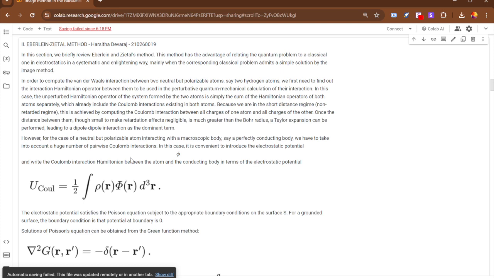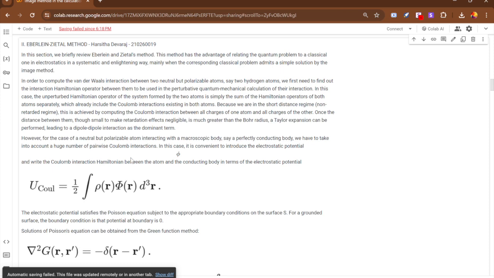In order to compute the van der Waals interaction between two neutral but polarizable atoms, for example a hydrogen atom, we first need to find the interaction Hamiltonian operator between them that should be used in the perturbative quantum mechanical calculation of their interaction. The unperturbed Hamiltonian operator of the system formed by the two atoms will simply be the sum of the Hamiltonian operators of both the atoms separately. So this will already include the Coulomb interactions existing in both the atoms.